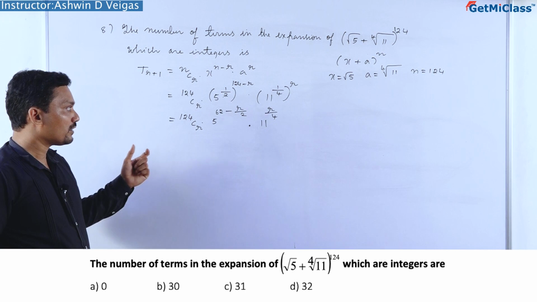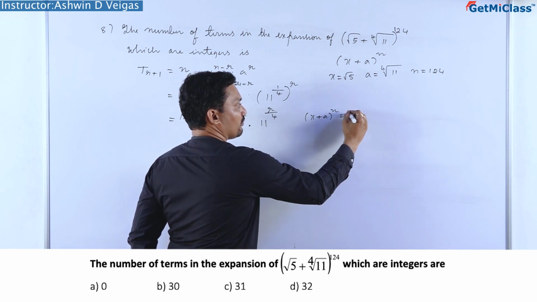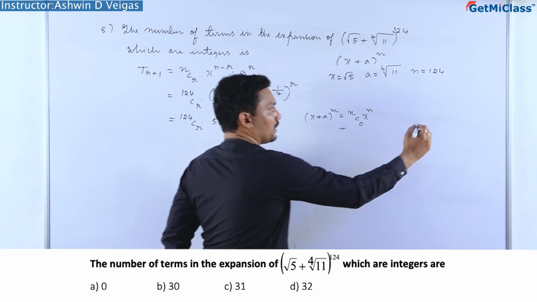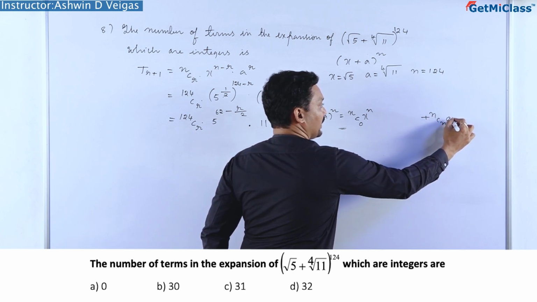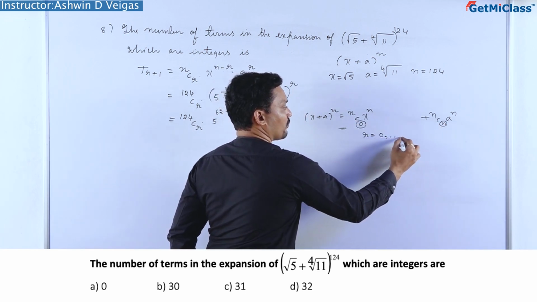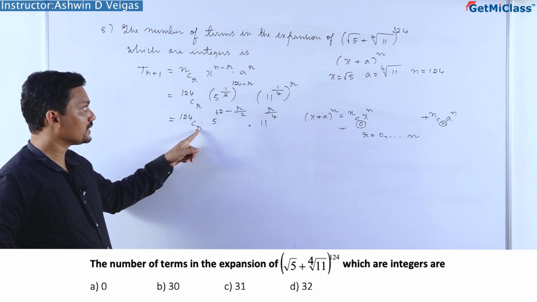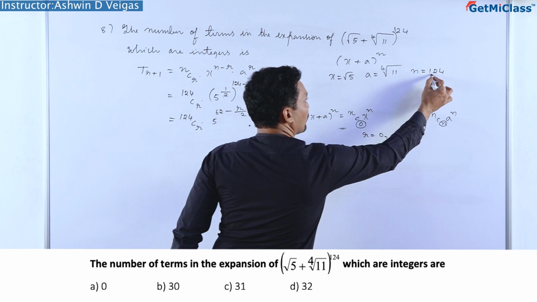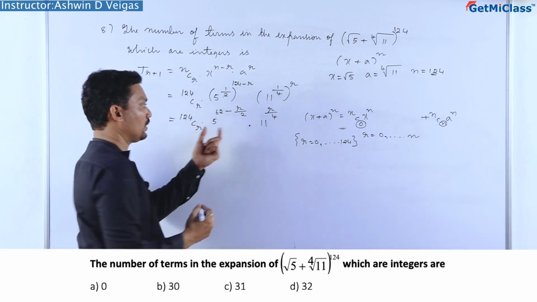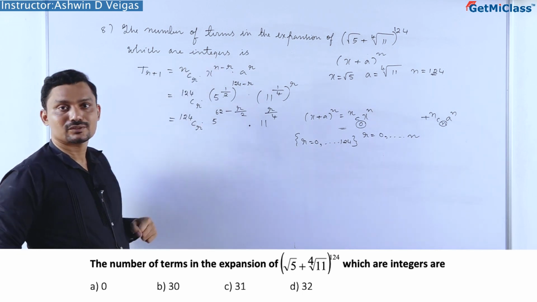Now we know that when we write the binomial theorem, when you start with (x + a)^n, the first term of the expansion starts with nC0 x^n, and finally at the end it ends with nCn a^n. That means the value of r can start from 0 and go up to n. Now n is nothing but 124, so in this question r can take values from 0 up to 124. Now when you put r equal to 0, 1, 2 and so on, you have to see which terms are integers. That is very important.